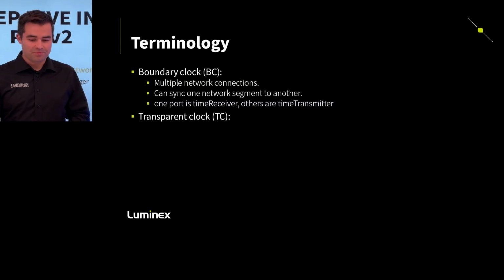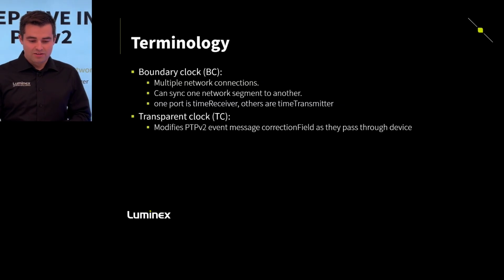That's upstream. Next up is transparent clock. In this mode, the switch or the device does not actively take part in the protocol. It will just modify a correction field inside the PTPv2 messages as these messages pass through the switch. We will see in a moment how this all works and what exactly is going on.